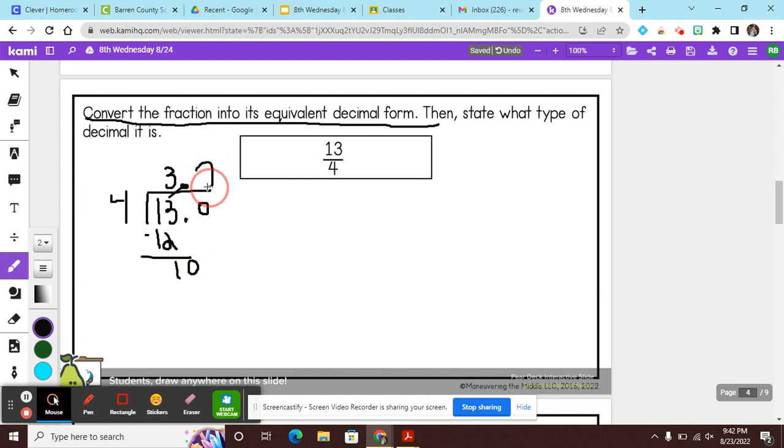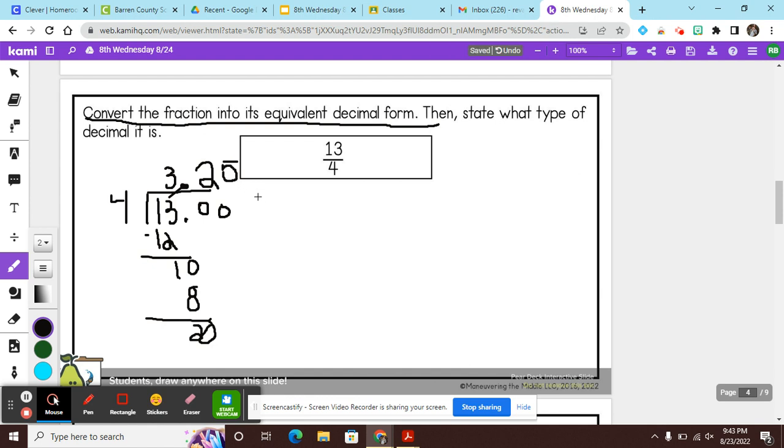Here's my thing. If you at least got this far, I gave you some credit for having that. What I would prefer is that you go down, because we're trying to figure out if this is a repeating or a non-repeating decimal. So we're going to go through: 2 times 4 is 8. Go ahead and subtract. We've got 2 left over, so we're going to add one more 0. When I bring it down, I know that 4 goes into 20 five times. So my decimal answer, you can see, is going to be 3.25.